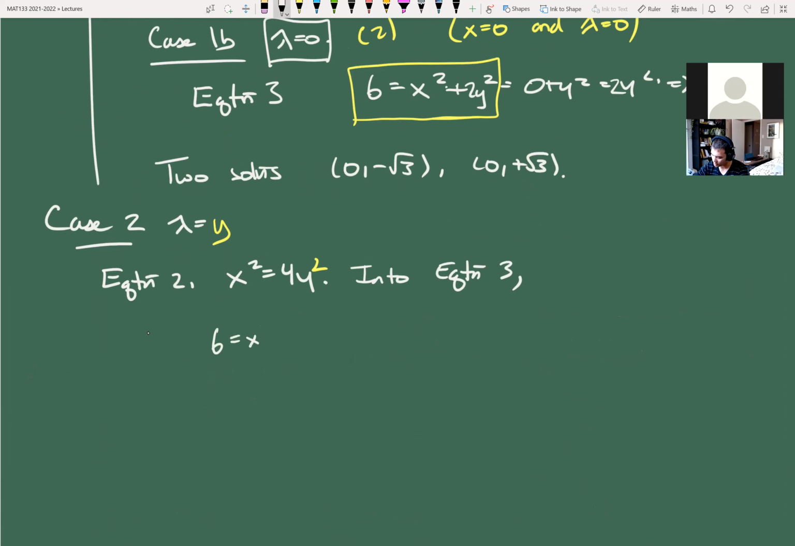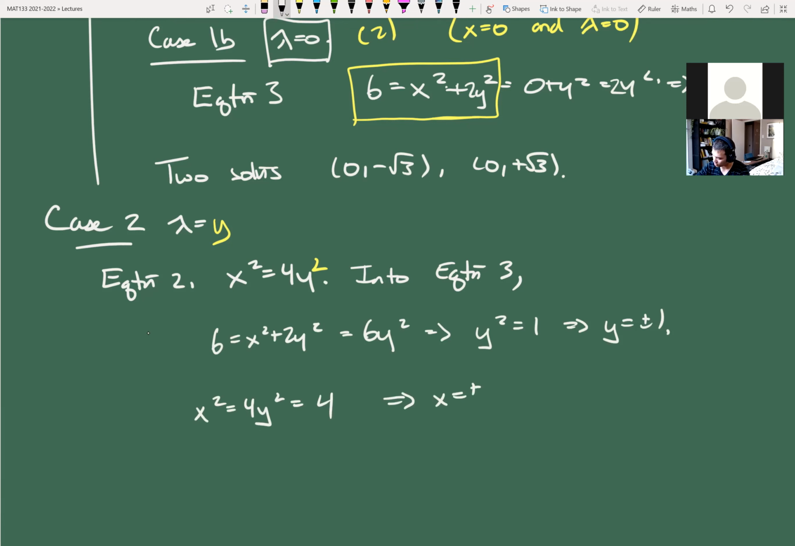So 6 is x squared plus 2y squared. What do we say? X squared is 4y squared, so that gives me 6y squared. So that means that y squared is equal to 1. So y is equal to plus or minus 1, right? And then we said x squared is 4y squared, so that gives me just 4. So that implies that x is equal to plus or minus 2, right? So that actually gives now 4 solutions. So plus or minus 2, plus or minus 1.